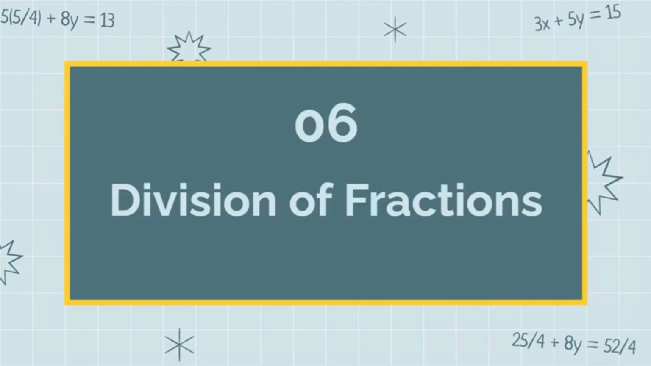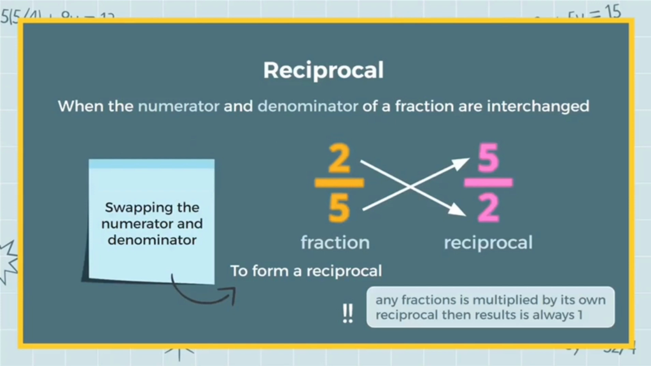Division of fractions. To divide them, first we need to know what a reciprocal is. A reciprocal is where the numerator and denominator are interchanged. So for example, the reciprocal of 2 over 5 is 5 over 2. To form a reciprocal, we swap the numerator and denominator. And we need to be aware that when any fraction is multiplied by its own reciprocal, the result is always 1.